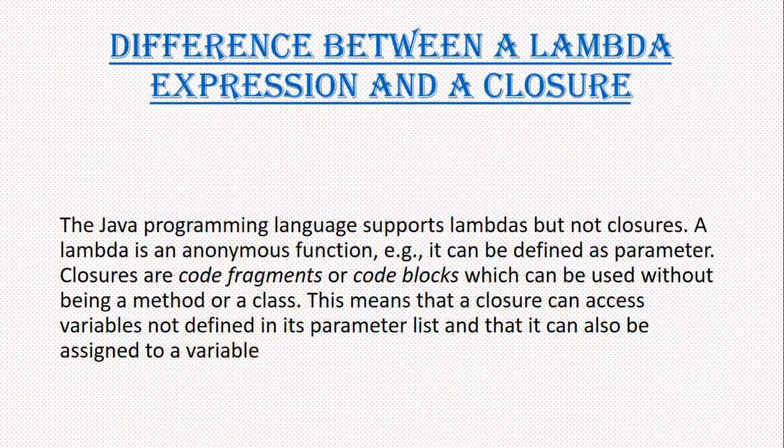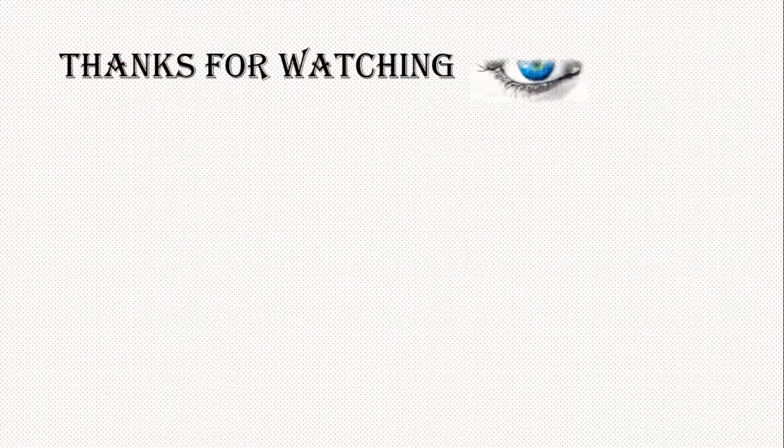Difference between a lambda expression and a closure. The Java programming language supports lambdas but not closures. A lambda is an anonymous function, e.g., it can be defined as a parameter. Closures are code fragments or code blocks which can be used without being a method or a class. This means that a closure can access variables not defined in its parameter list and that it can also be assigned to a variable.